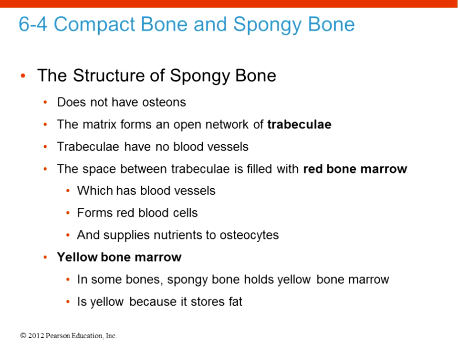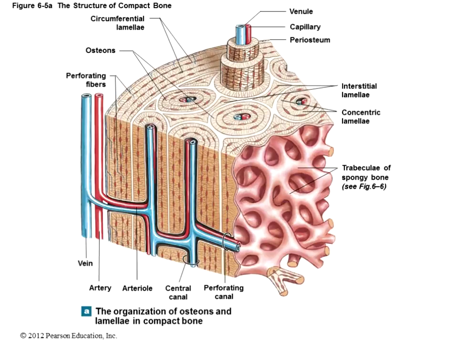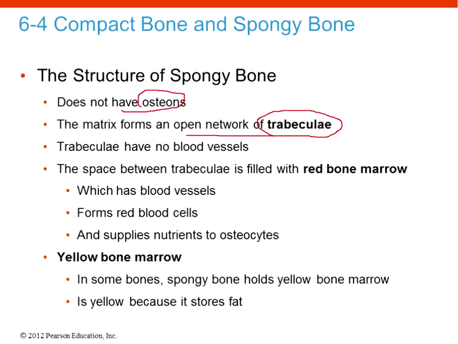Now, spongy bone, then, is a little bit different from compact bone. Spongy bone does not have osteons and is made up of an open network of struts and plates called trabeculae. And you can see that in this image right here, trabeculae of spongy bone. See how it's not complete and solid. It's sort of made up of these different sections. So it's a little bit different in terms of how it's organized.